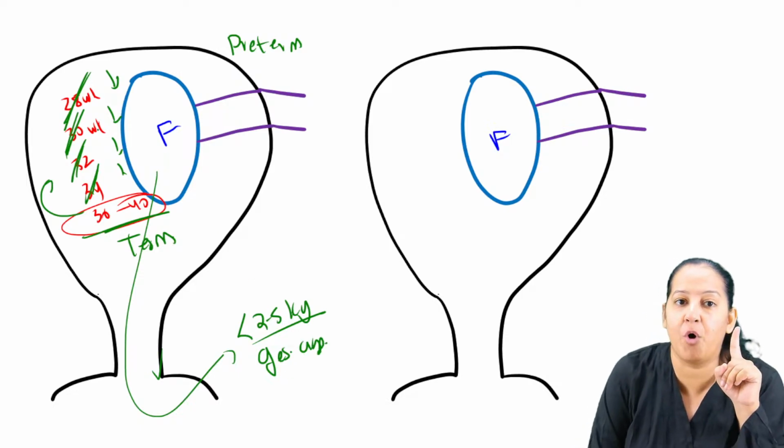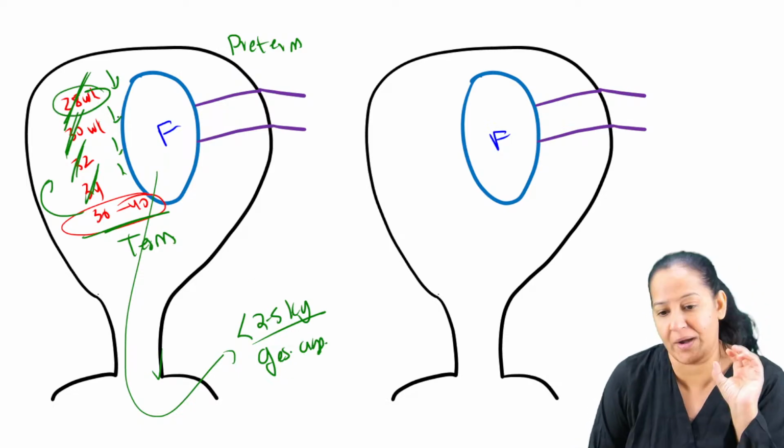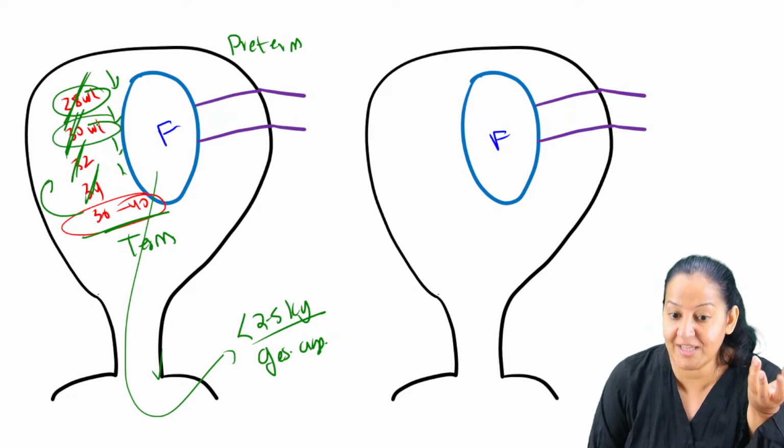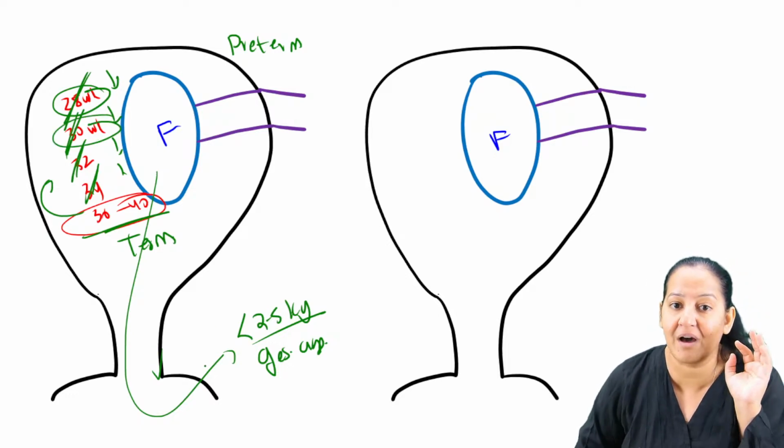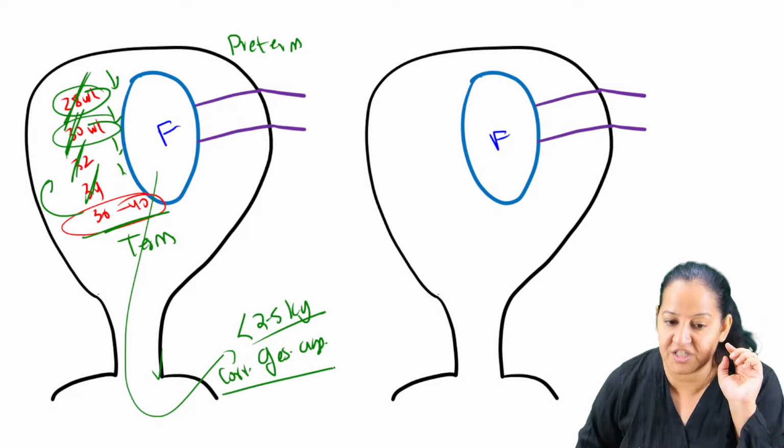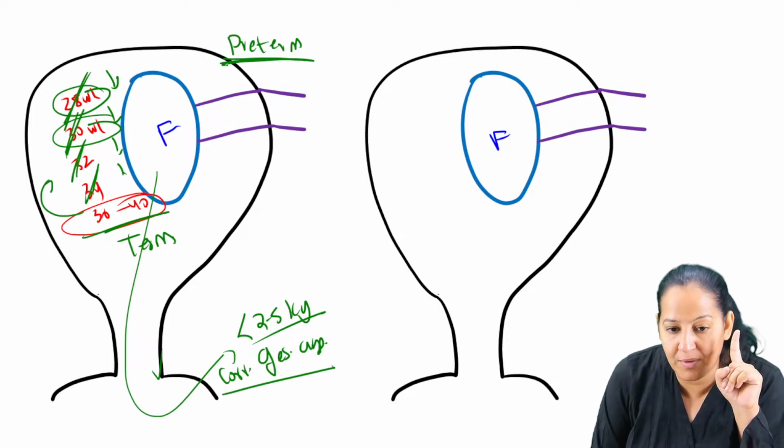Suppose the baby is born at 28 weeks, so the weight is according to 28 weeks. Suppose the baby is coming at 30 weeks, so the weight is according to 30 weeks. So it is corresponding to the gestational age. Such LBW is known as preterm.